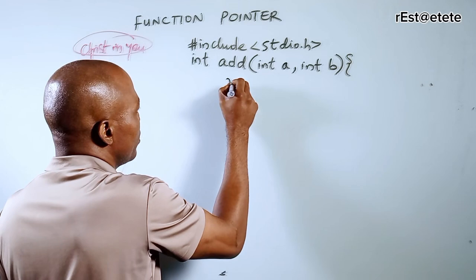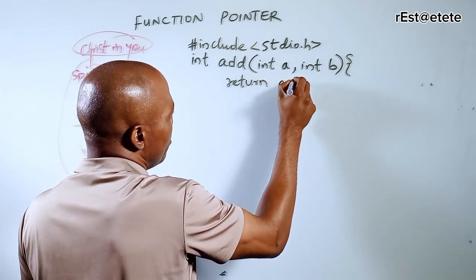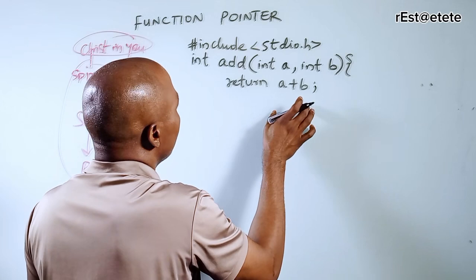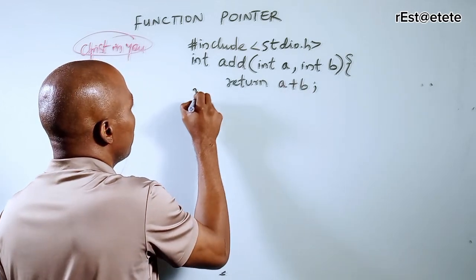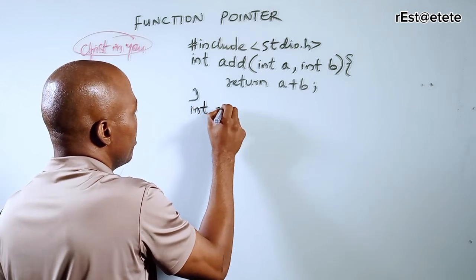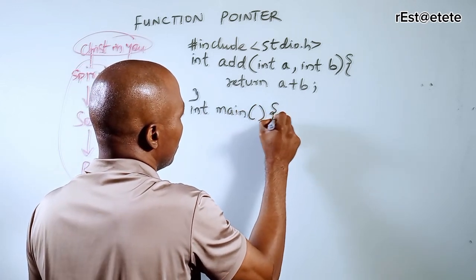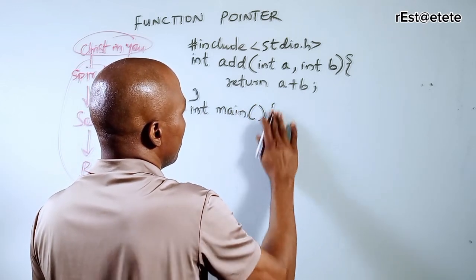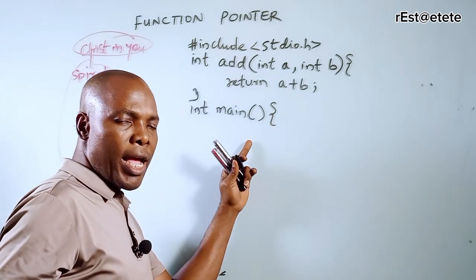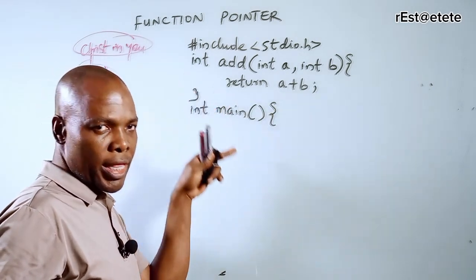So inside it, I'll just say return a plus b, right? Then I will close my function. So this is my function that I've created. And I'll say int main. In main. Now inside this, my main function, I am going to create my pointer. And then I'm going to store the address of this function in that pointer.